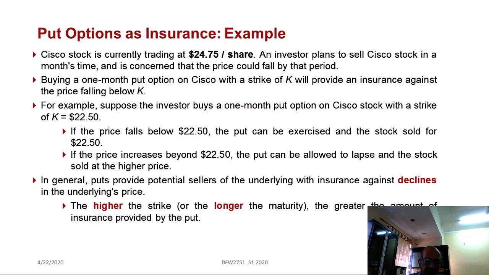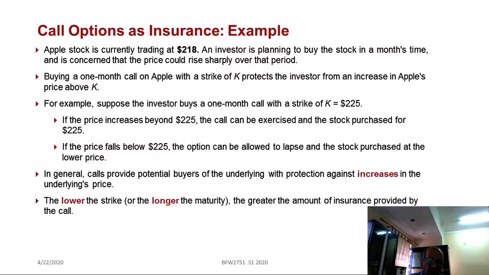See, like just now, the current price is 24.75. You have set a strike at 22.50. What if you set a strike at 24? Just a 75 cent fall and you can exercise already. The higher the strike or longer the maturity, the greater the amount of insurance provided by the put. And for a higher strike, the premium will be higher. For longer maturity, the premium will be higher too. Okay, another example.